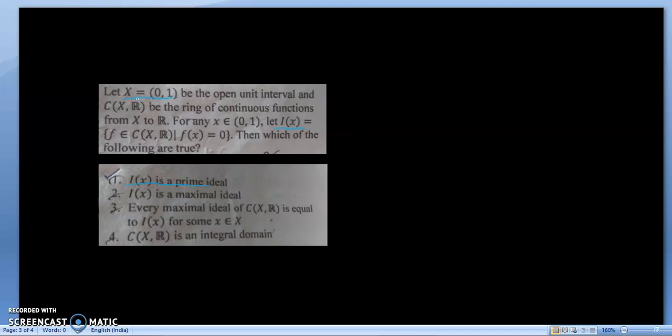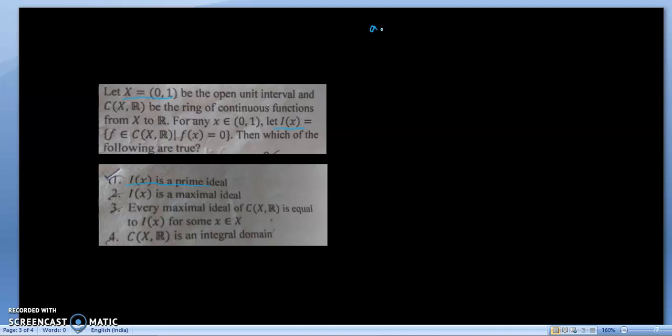Now X equals the open interval (0, 1), and I_x is the collection of all functions f which vanish at the point x. Okay, so we have to check whether I_x is a prime ideal or not. So how can we show that?